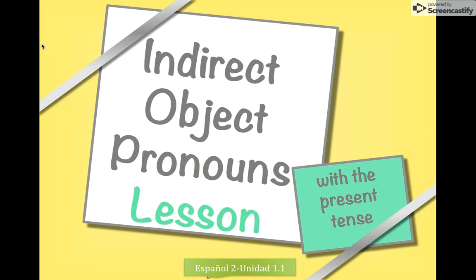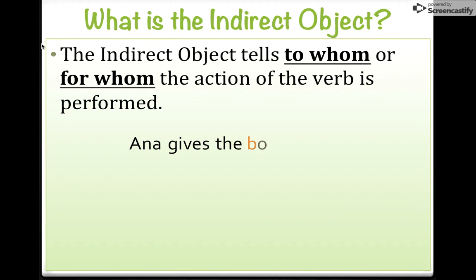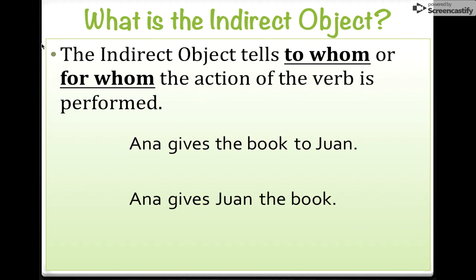Hello, today we're going to be learning about indirect object pronouns. So what is the indirect object? The indirect object tells to whom or for whom the action of the verb is performed. If we take a look at these two sentences, one will have the indirect object at the end of the sentence, and the second one will have it right after the verb.